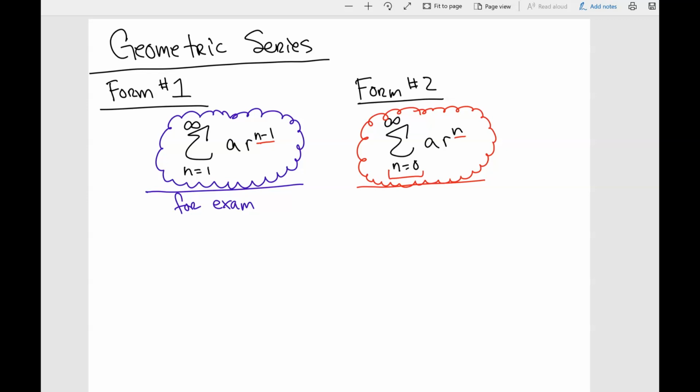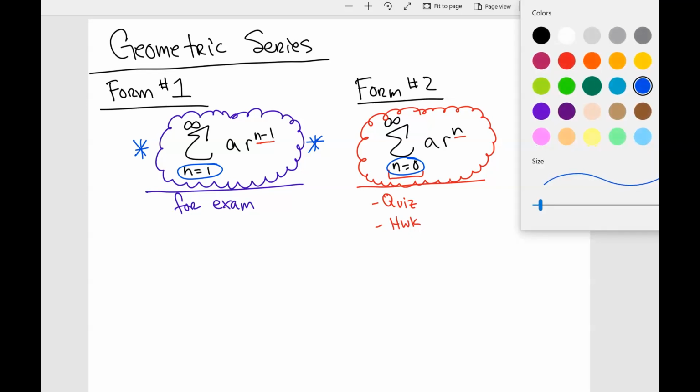It's not that bad, but just to tell you that your quiz will be on form number 2, and some of your homework problems will actually have form number 2 problems. So just to be aware, just look at the index. Okay, that will tell you which form you're working with. Okay, and we've done many different problems with form number 1. Just go ahead and watch my videos on geometric series. We do a lot of problems with form number 1. The only thing that I want to talk to you about is form number 2. Okay, so let's talk about form number 2 really quickly.